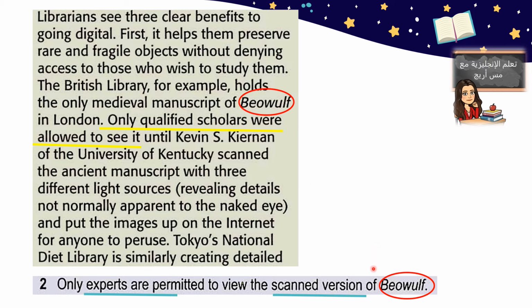Okay, fair enough. But I don't want to rush into that. So I go back a little bit. The only medieval manuscript of Beowulf in London. Only qualified scholars were allowed to see it. Then they were allowed to see what? The only medieval manuscript.